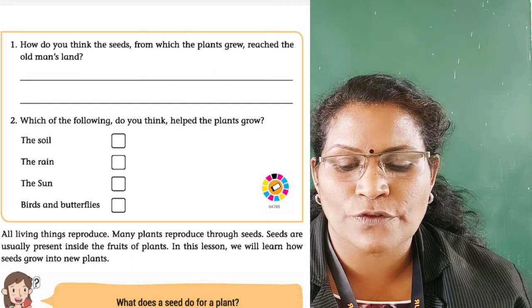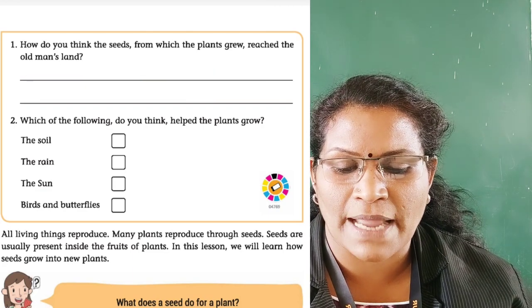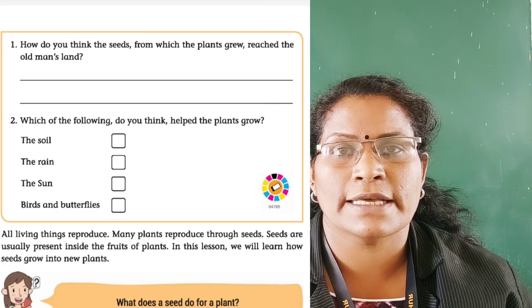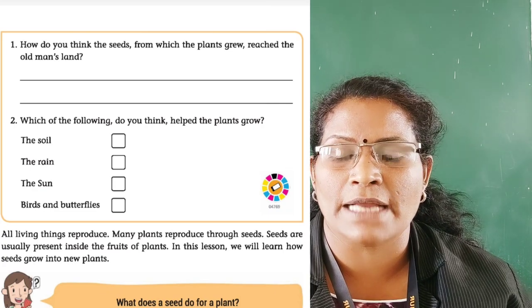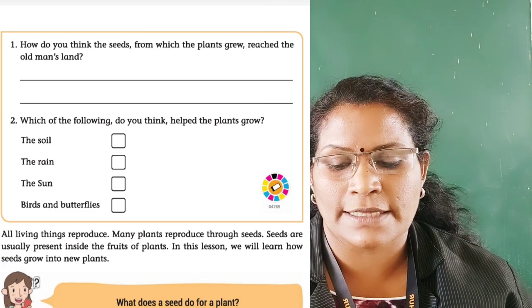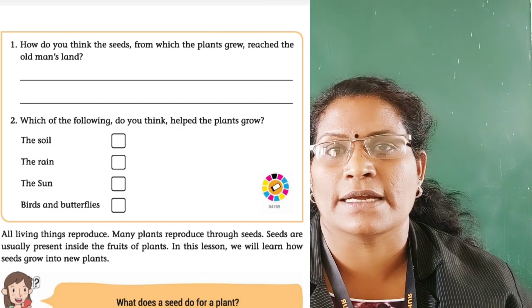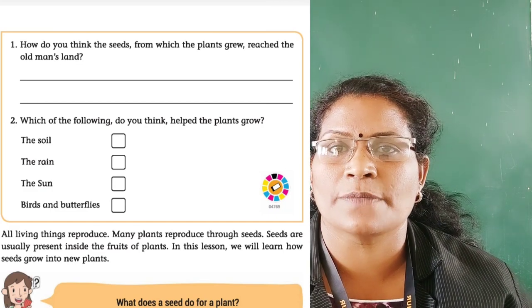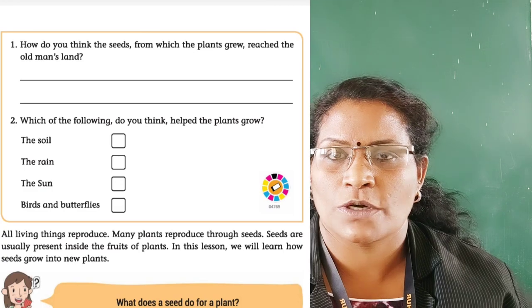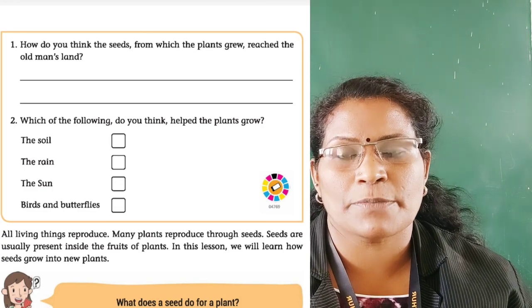Next question, which of the following do you think help the plant grow? So what are the things which are helping the plant to grow? So you can tick the soil, the rain and the sun. These are the factors which help a plant to grow. Okay.